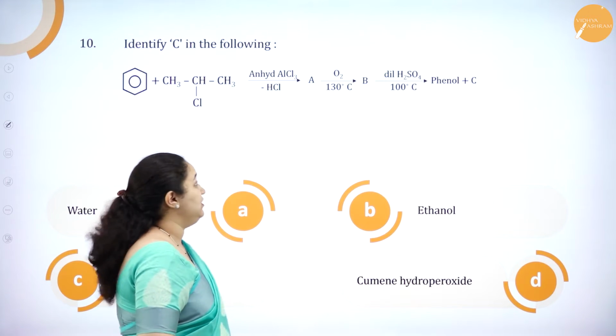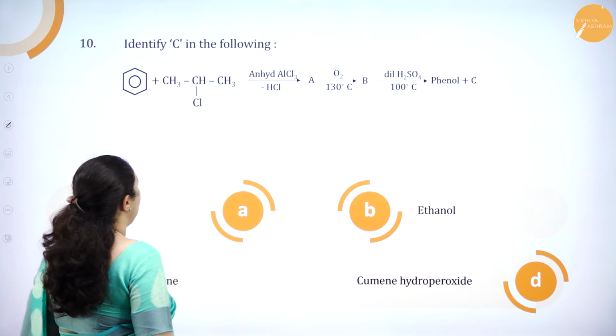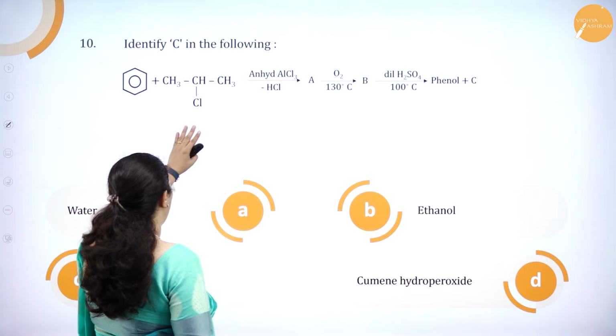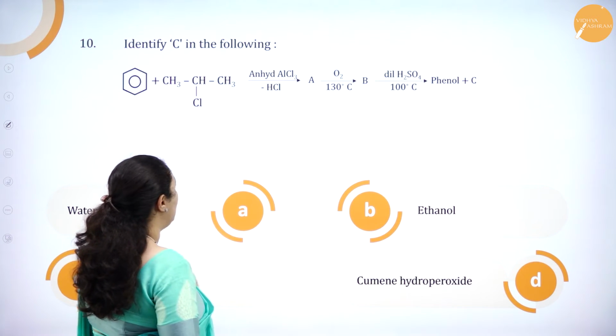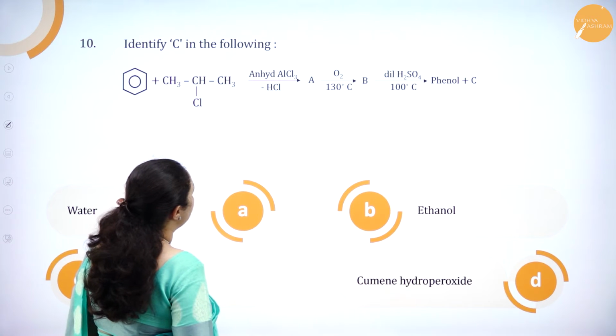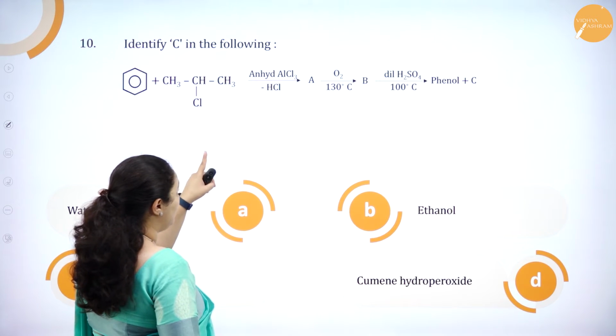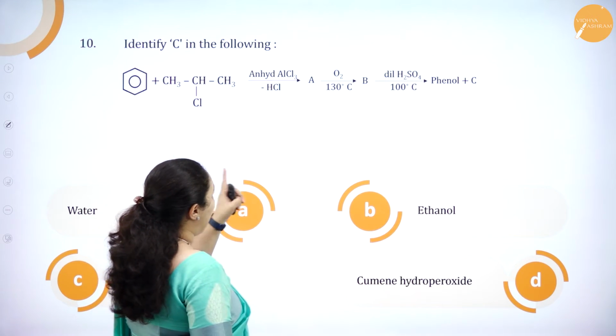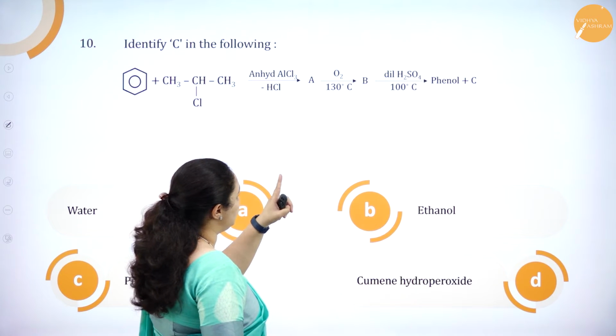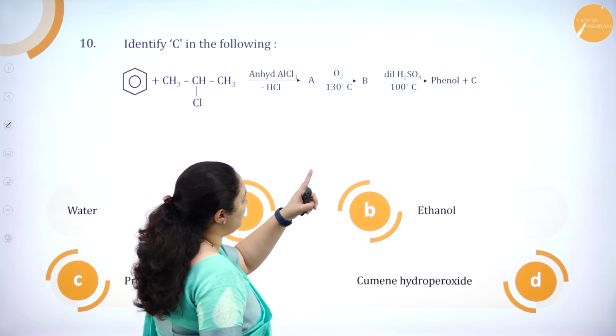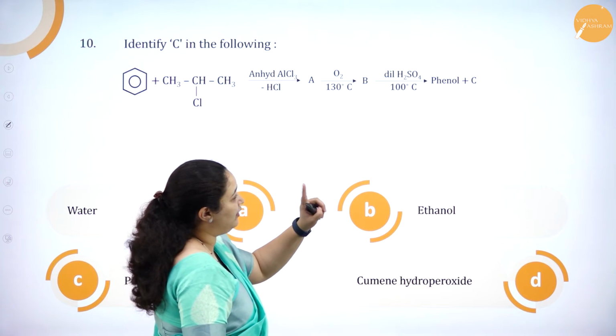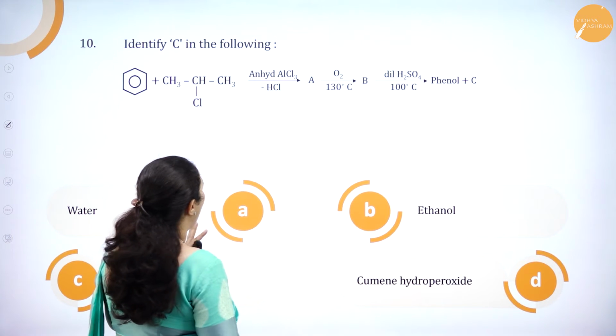Okay. 10th question. Identify C in the following. Benzene with isopropyl chloride, in the presence of anhydrous aluminum chloride, HCl is removed. They have given to form A. A with oxygen at 130 degrees Celsius forms B. B on acidification at 100 degrees Celsius will give phenol plus C. So we'll see what is A here.